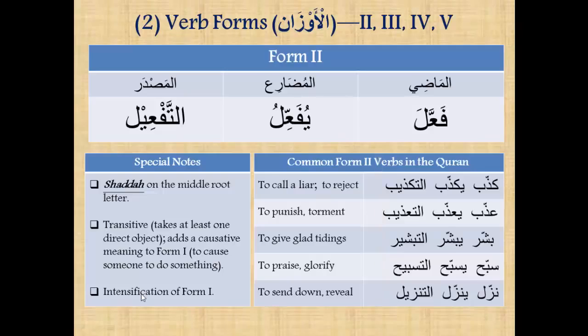Here are some examples of common form 2 verbs found in the Quran. Kadhaba yukadhibu at-takdhib means to call someone a liar or to reject. Adhaba yu'adhibu at-ta'dhib, to punish or to torment. Bashara yubashiru at-tabshir, to give glad tidings, to give good news. Sabbaha yusabbihu at-tasbih, to praise or to glorify. Nazzala yunazzilu at-tanzil, to send down, to reveal.